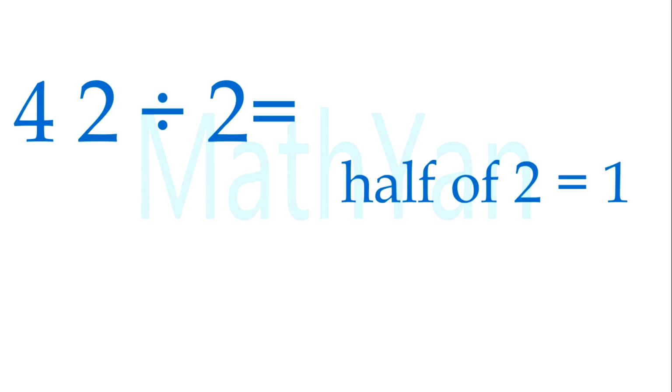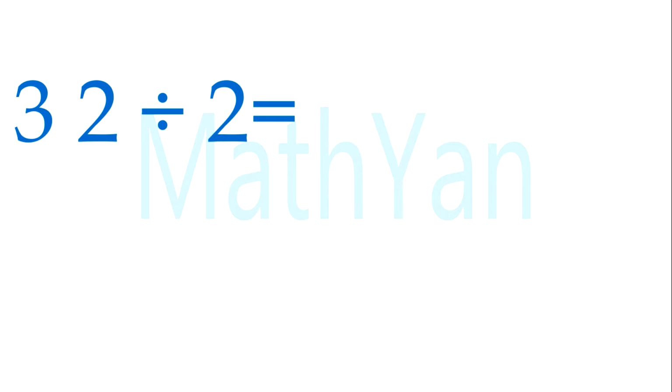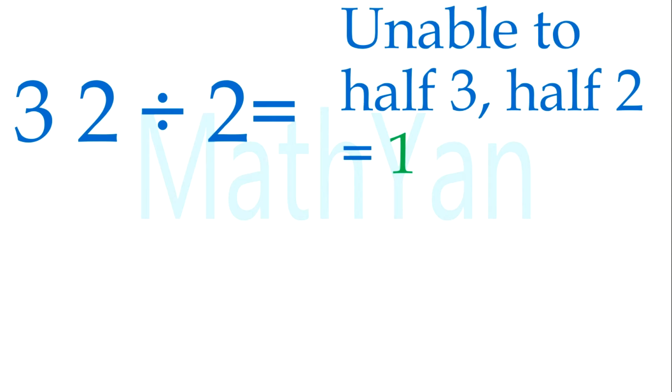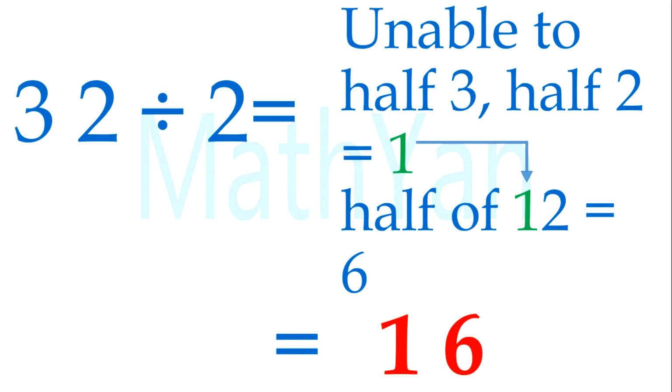42 divided by 2. Half of 2 is 1, half of 4 is 2. So 42 divided by 2 is 21. 32 divided by 2. You're unable to halve 3, so you have 2, but then there's one left over. You need to carry this 1 to the 2 to make 12. So half of 12 is equal to 6. So 32 divided by 2 is 16.